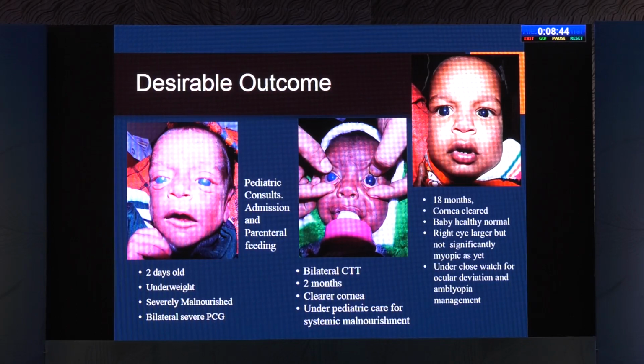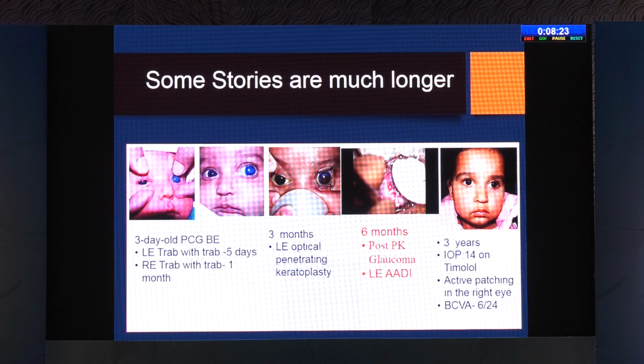And at 18 months, you finally have this robust baby with a clear cornea, a healthy, normal child, right eye larger but not significantly myopic as yet, but under close watch for ocular deviation and amblyopia management. So your job doesn't end with just doing a CTT for a newborn baby that comes to you. Some stories can be much longer.